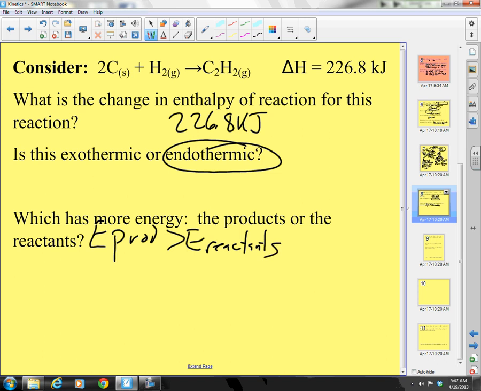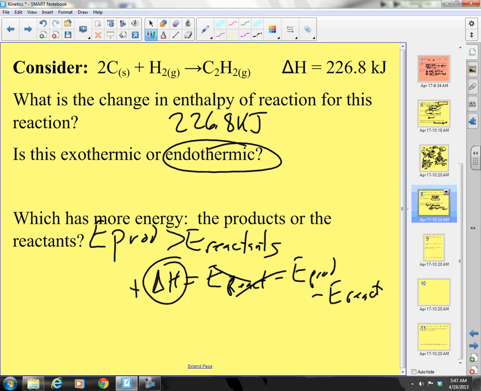Hey, this is a piece of cake, right? And think about that. We said that my delta H is equal to the energy of my reactants minus the energy of my, oh, excuse me, I had that wrong. Energy of my products minus the energy of my reactants. If this number is positive, that means this number must be bigger than that number for me to have a positive value. Got it? All right, moving on.